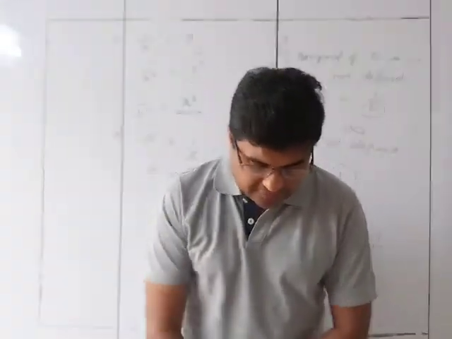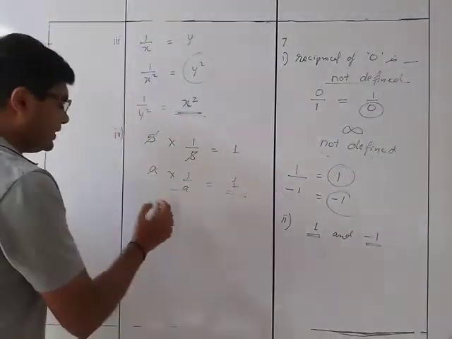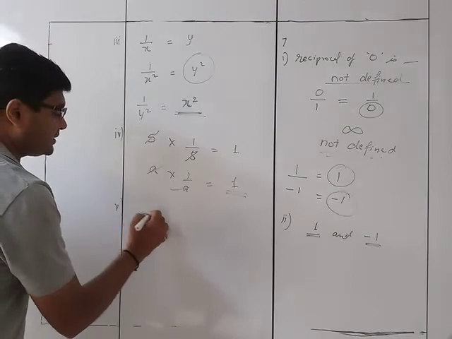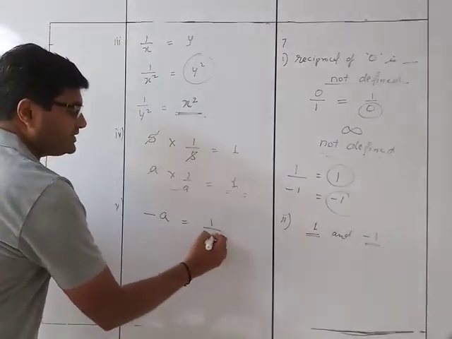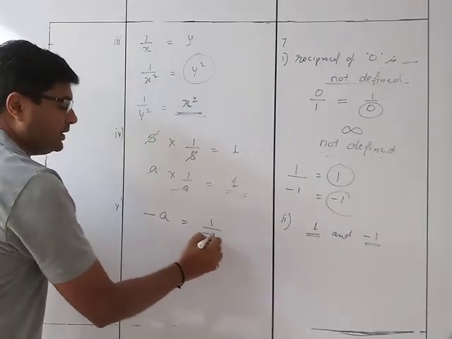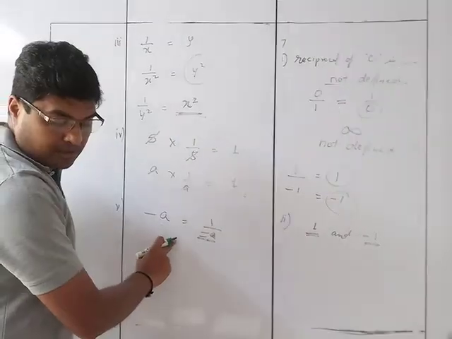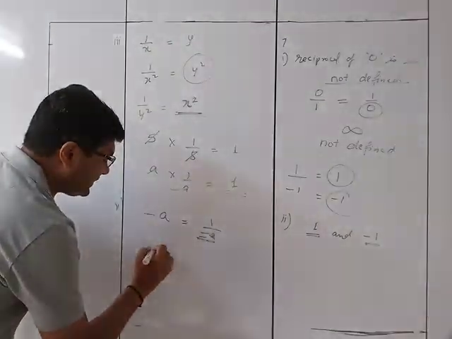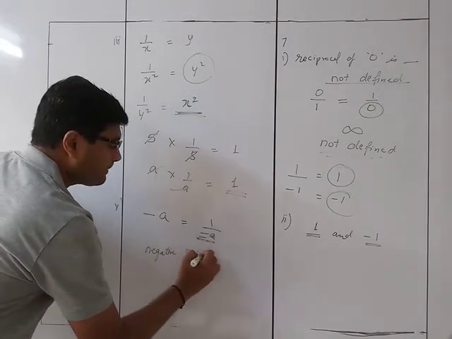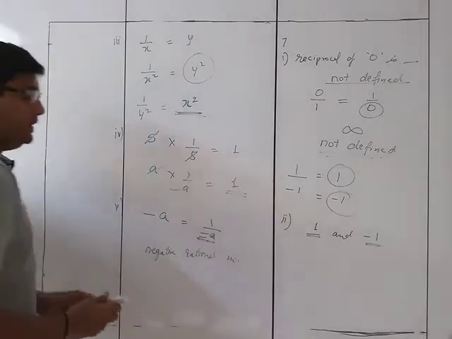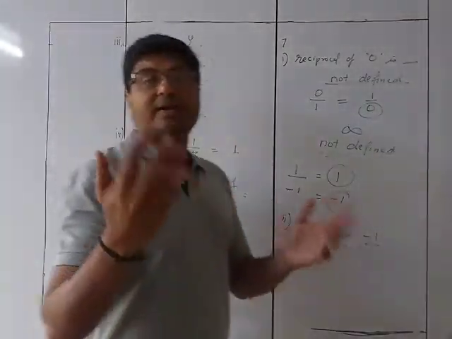Finally, the last question of this exercise: the reciprocal of a negative rational number is what? If I have a negative rational number, minus a, then the reciprocal is 1 upon minus a. You can see that it still is a negative number. So the reciprocal of a negative rational number is a negative rational number.